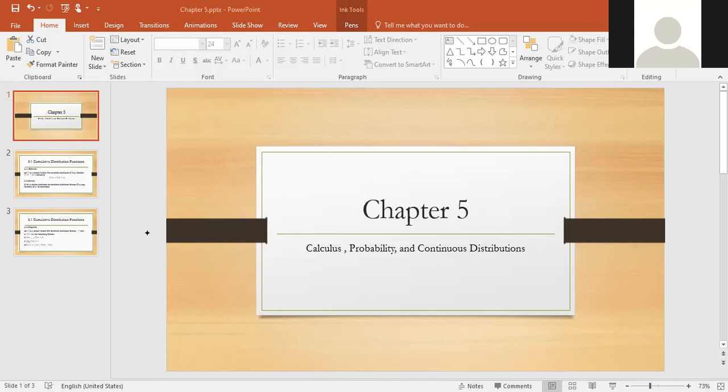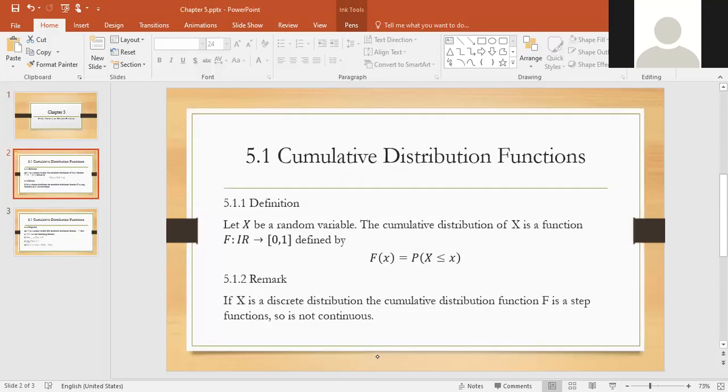I want you to know that I have started chapter 5. In chapter 5, we want to introduce continuous random variables. I just want to introduce chapter 5, and recall the definition of the cumulative distribution function that we did in chapter 3.